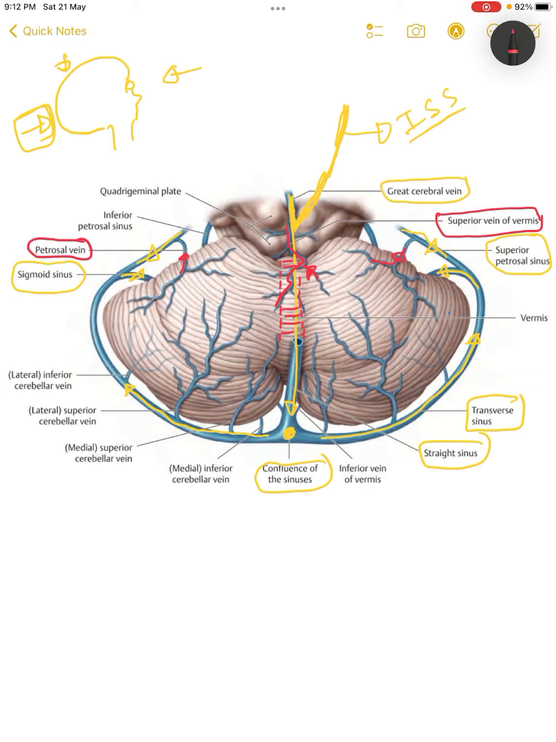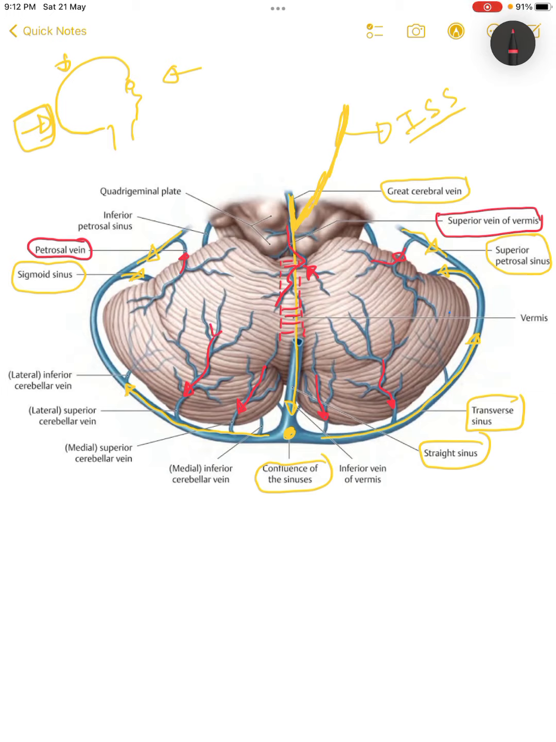What? Transverse sinus. Focus first here. You can see one vein, this one, another vein, this one. So on the left side and on the right side, you can see two veins, but these two veins are superficial or superior, right? So definitely these veins are what? These veins are superior cerebellar veins.